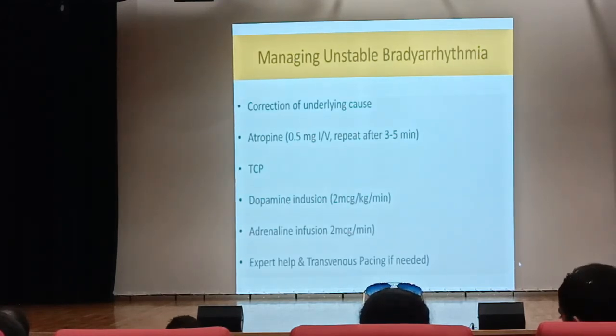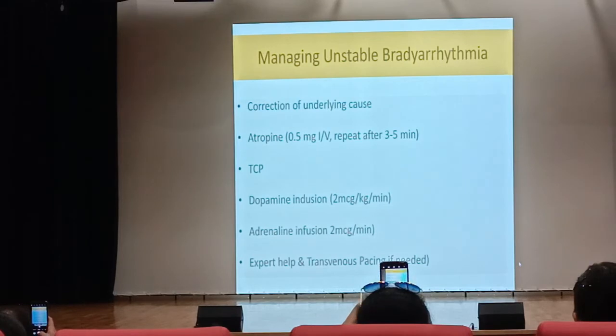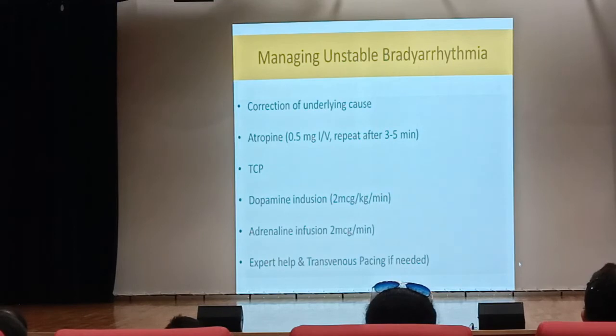So how do we manage? We correct the underlying cause. For any bradyarrhythmias, suppose the patient is hypothermic, we correct the temperature. We administer atropine. Transcutaneous pacer can be used if it is available, but you must know the difference between electrical capture and mechanical capture; electrical and mechanical capture should always be achieved. Or you can start dopamine infusion at 2 microgram per kg per minute or adrenaline infusion at 2 microgram per minute. And you should always look for expert opinion, and ultimately you have to look for transvenous pacing, because transcutaneous pacing is a painful procedure, so you can't continue it for a longer time.